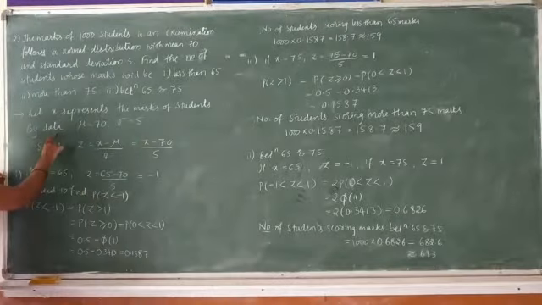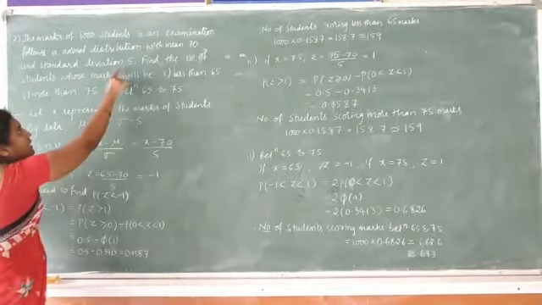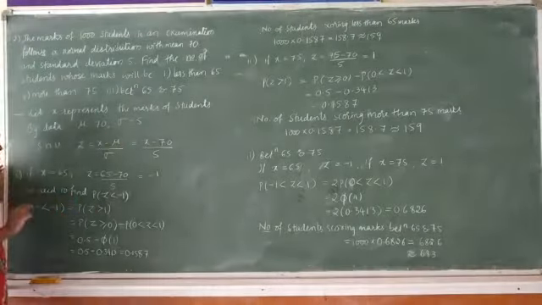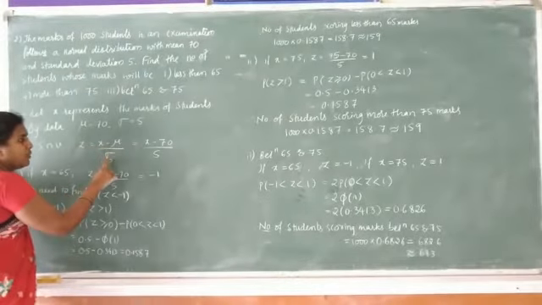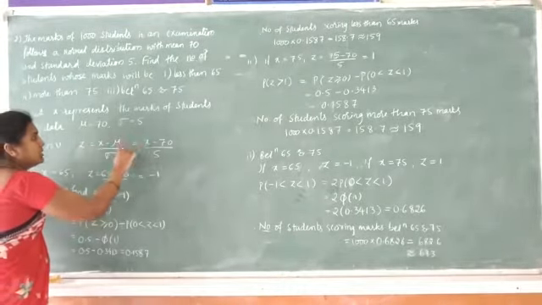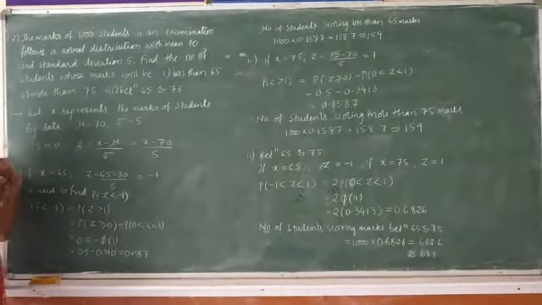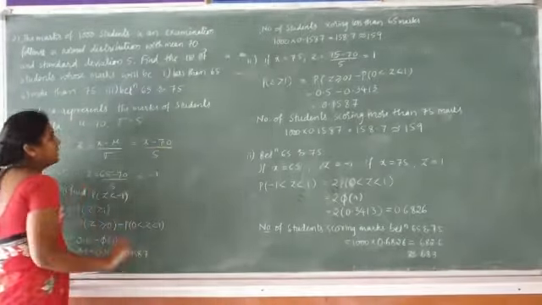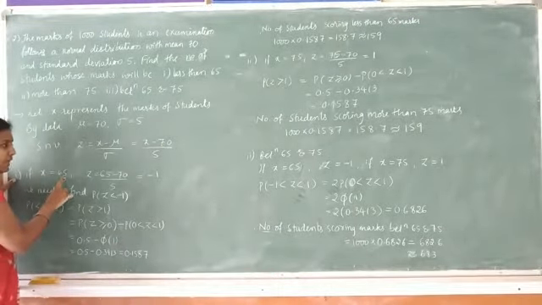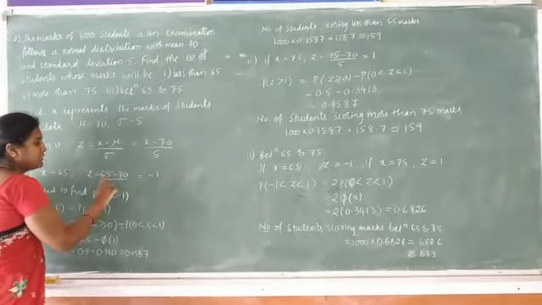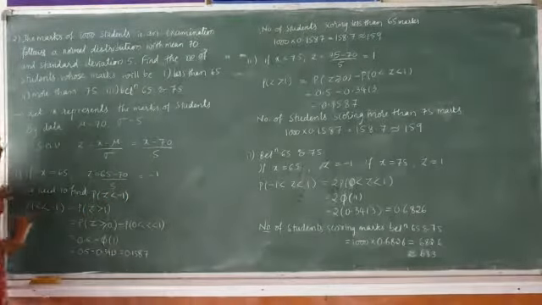By data, here they have given mean mu equal to 70, standard deviation 5. We have the standard normal variate, that is z equals x minus mu upon sigma. We substitute mu and sigma: x minus 70 upon 5. First one is less than 65. If x equals 65, then z is 65 minus 70 upon 5. Simplify, here we are getting z as minus 1.